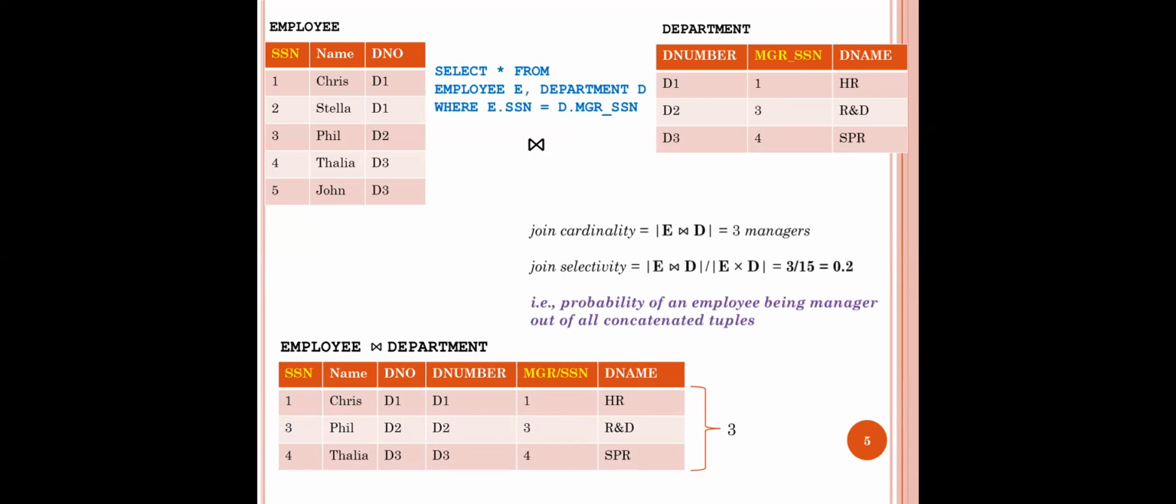So I'm having as a join cardinality the cardinality of the associative relation, where in this case is 3 managers, and the join selectivity is the join cardinality out of the cardinality of the Cartesian space, where in that case is 15. So the join selectivity is this fraction corresponding to the number 0.2, where this reflects the probability of an employee being a manager, based on these instances that we're having of these 2 relations.